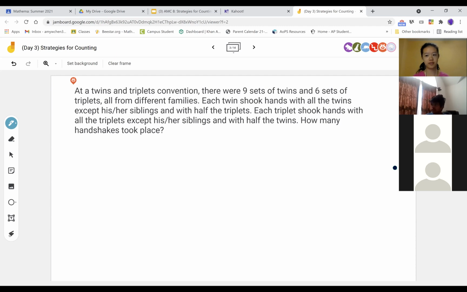Maybe you don't have to multiply it out. Maybe you just keep it on your paper. Yeah, I'll just keep it on my paper. I'm just finding the number of handshakes per person, and then I'm going to add the total handshakes for all twins and the total handshakes for all the triplets. Yeah, that's on the right track. That's how I would do it. Someone wrote 279. That's not the right answer, but I guess, yeah.